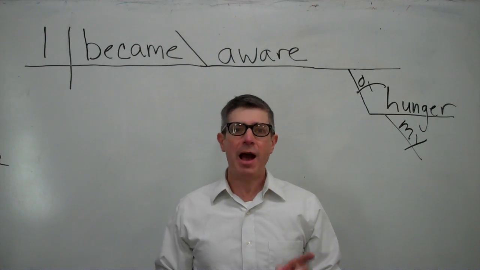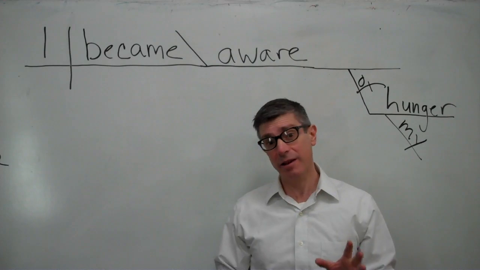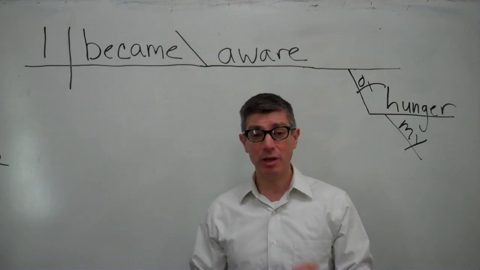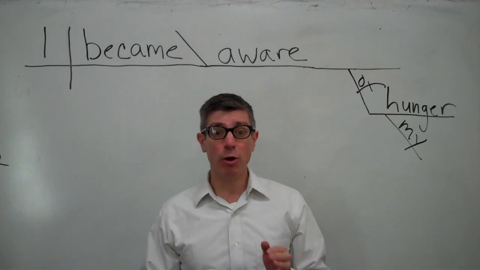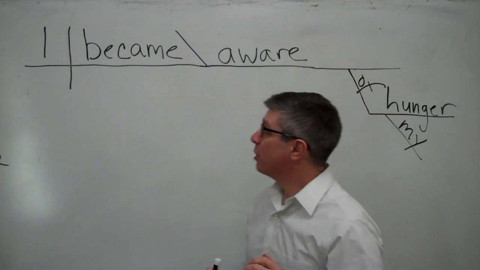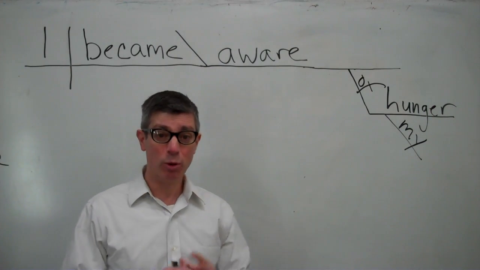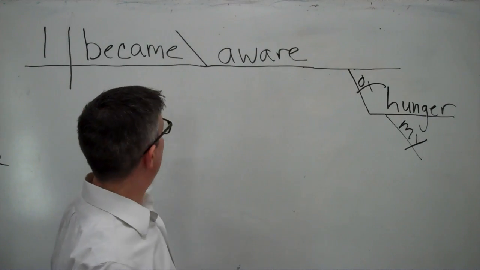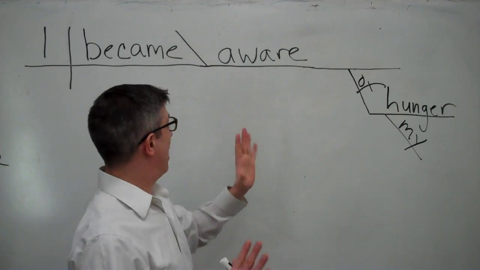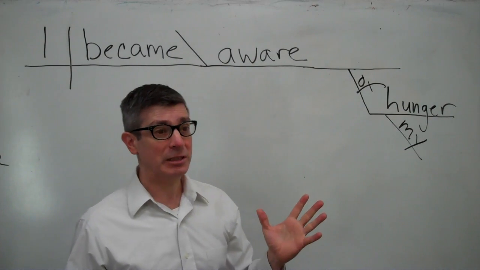I'm going to show you now how to diagram adverbial clauses, and we call those subordinate clauses. Subordinate clauses, most technically, are clauses that function as adverbs. I've written a main clause here on the board that we're going to modify: I became aware of my hunger. As of now, there's no adverb clause here, but let's think of one.